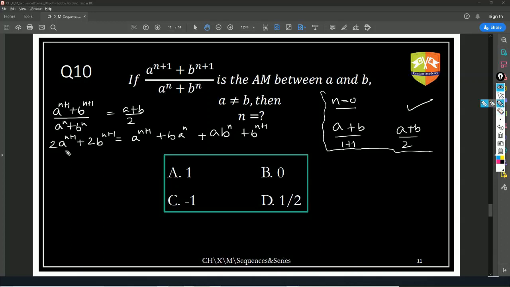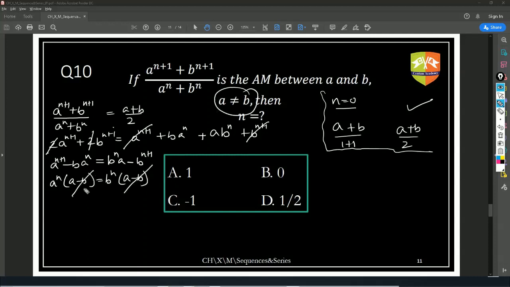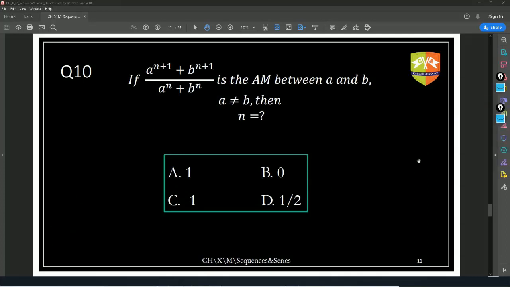Now what? So you can cancel this 2 and this, right? So hence, now take a^(n+1) minus b a^n on one side, equal to b^n a minus b^(n+1). Here I can take a^n common and you will get a minus b. Here you will take b^n common, again you will get a minus b. So clearly a is not equal to b, so you can cancel these two out. So you will get (a by b) to the power n is 1, that means this is nothing but (a by b) to the power 0, so hence n is equal to 0. This is a legitimate way of doing it. So use of AP, both ways you could have tried. Chalo, next question.